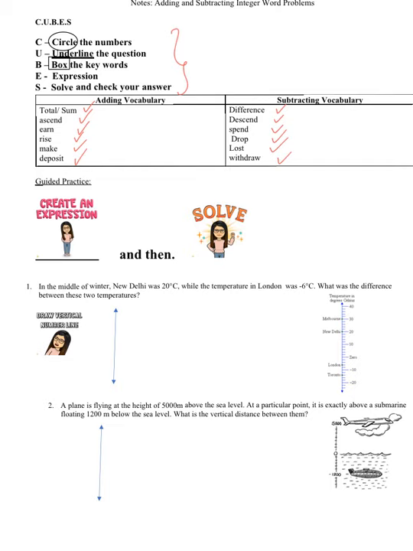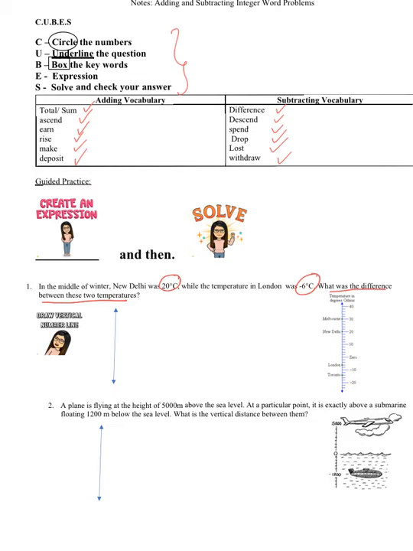Sometimes they may give you a number line, but sometimes we have to create our own number line. So I'm going to do both ways. If they give it to you, great. But if they don't, we're going to create our own number line, especially a vertical number line. We talk about 20 degrees, so that's a number we're going to use. The temperature in London was -6 degrees, so I'm going to circle the number. Then we underline the question. What was the difference between those two temperatures?